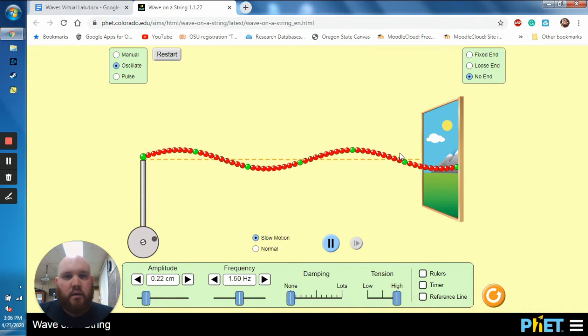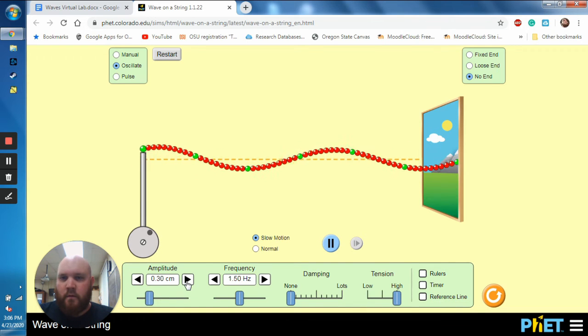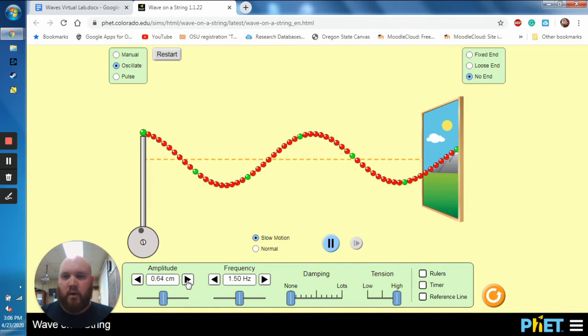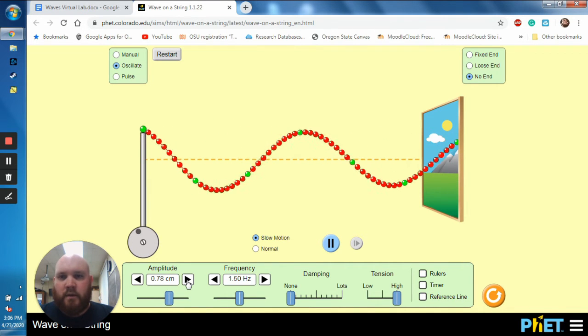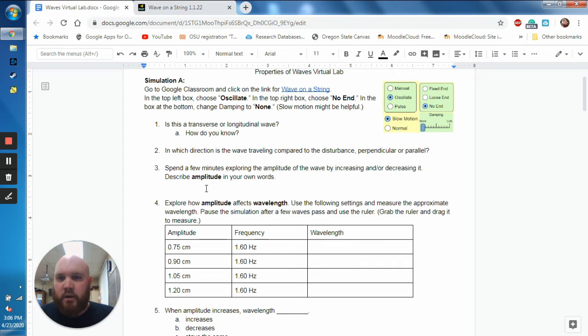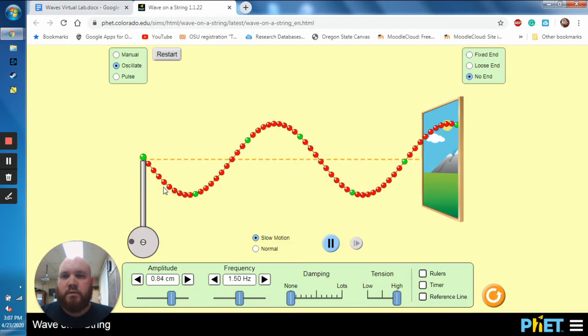And you can see I have this little tiny wave, right? Barely moving up and down a string. And as I increase that, my string is moving higher and lower. And as I keep going, it's going higher and lower and higher and lower and higher. And as we keep going way up, we get these really, really steep looking waves.